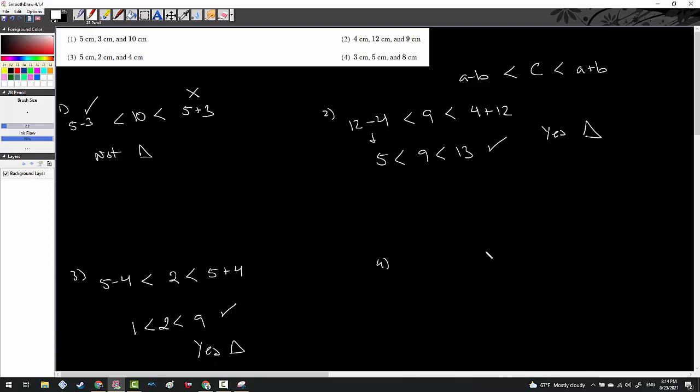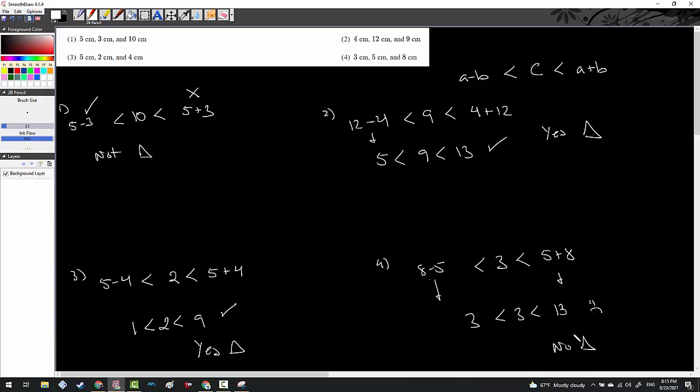Number 4. Again, I'll just choose 3, right? Is 3 smaller than 5 plus 8 but larger than, say, 8 minus 5? Well, here it looks like we got a winner. 3 is definitely less than 13, but is 3 necessarily larger than 3? I don't think so. This is no triangle.